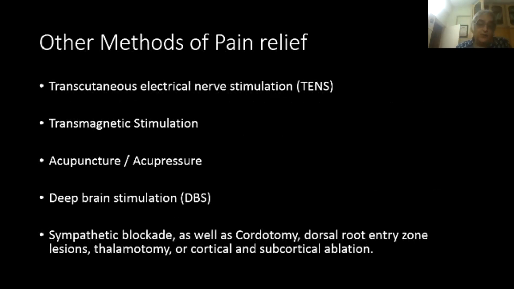I had one patient once, one politician who wanted deep brain stimulation. I talked to Dr. Rupam about it. And then there are aggressive methods, like sympathetic blockade. These days we have pain specialists. They do cordotomy, dorsal root entry zone lesions, thalamotomy, cortical and subcortical ablation.